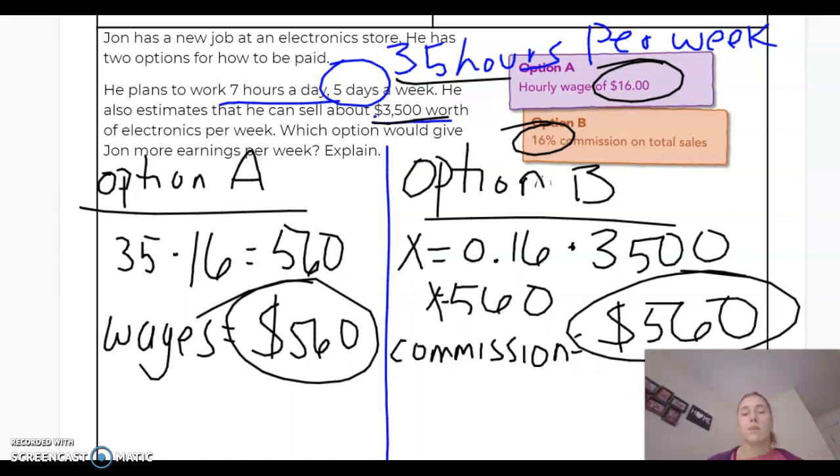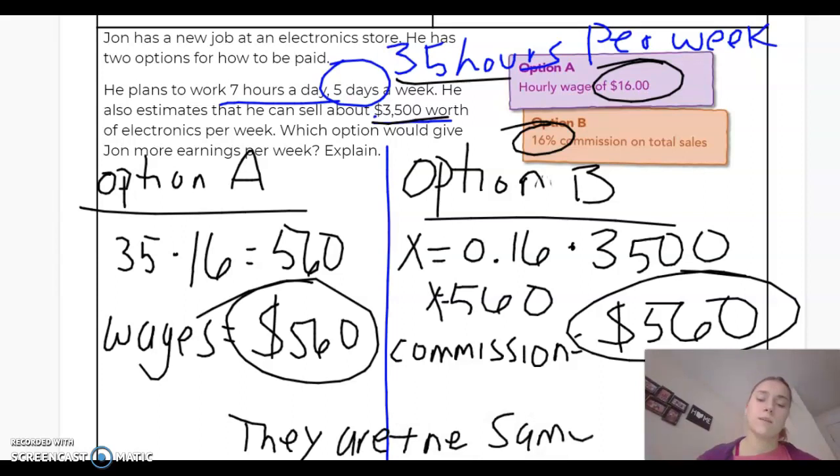So these are the same. So he could pick to make $16 an hour if he would like. He's going to make $560 that week. He could choose to base it off of the commission that he's making. He would also make $560. So these are the same. So he could pick whichever one he would like if he thinks he's going to sell that much to make that much commission. All right.